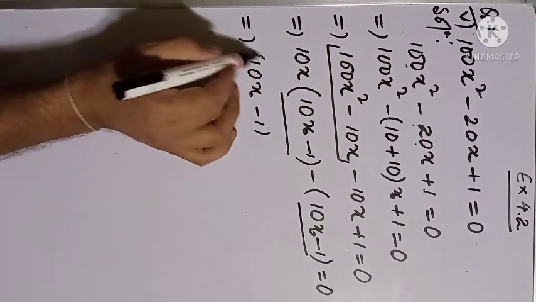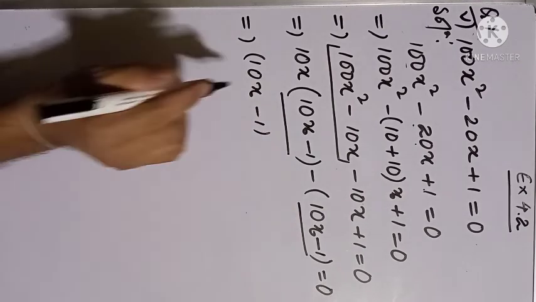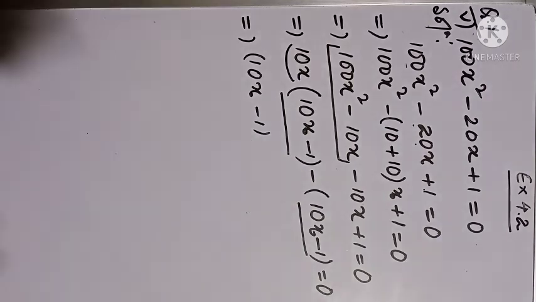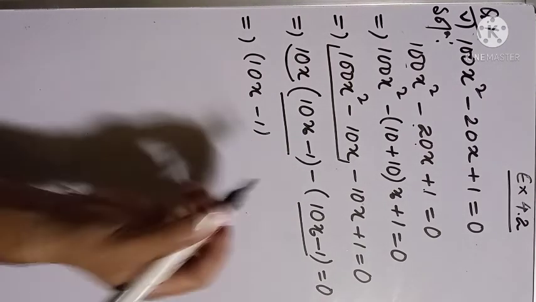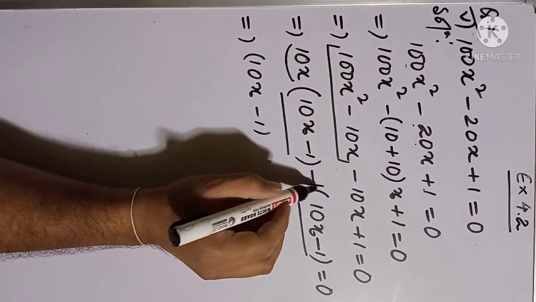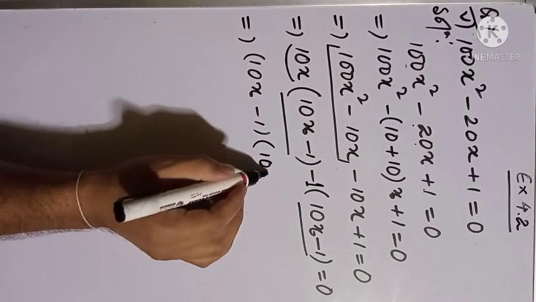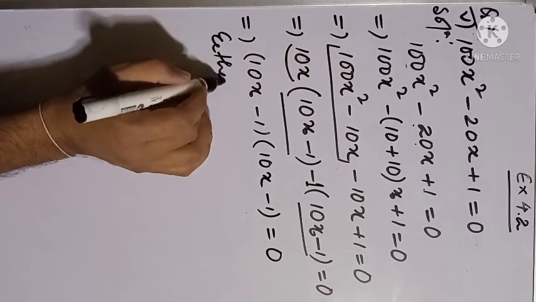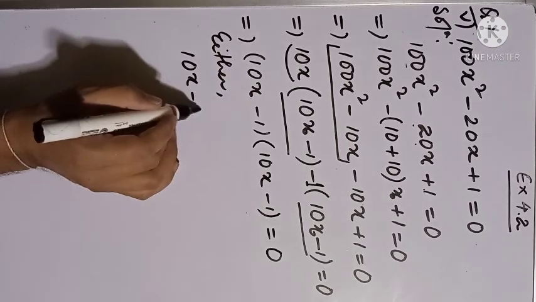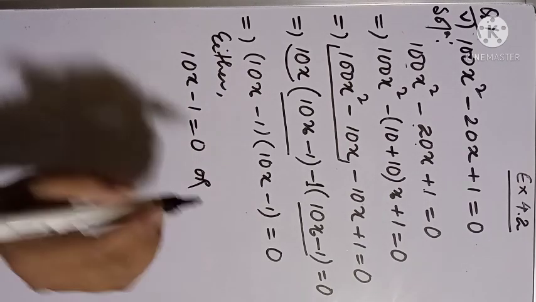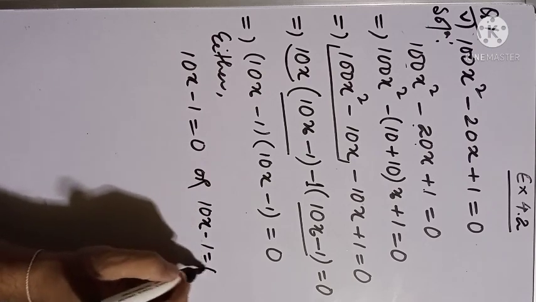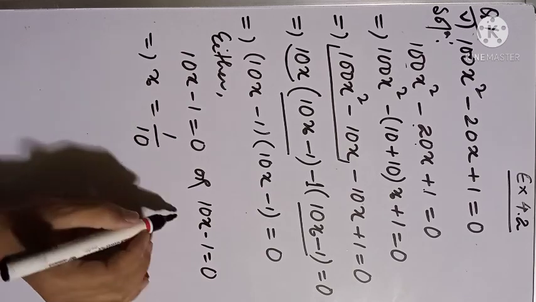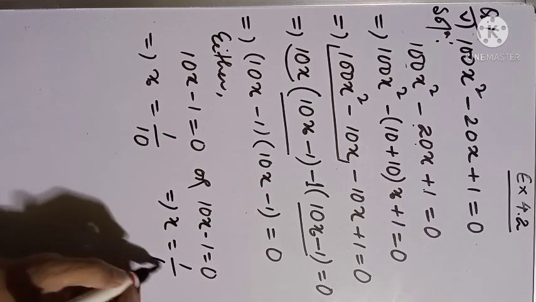10x minus 1. After taking these two factors as common, we have 10x minus, when there is no number, there should be always 1. So this is 1 actually. When we don't see the number, this should be treated as 1. So we have again 10x minus 1, then equal to 0. So either 10x minus 1 equal to 0 or 10x minus 1 equal to 0. So we have now x equal to 1 divided by 10. And then here x equal to 1 by 10.